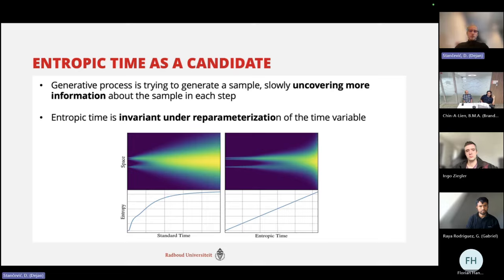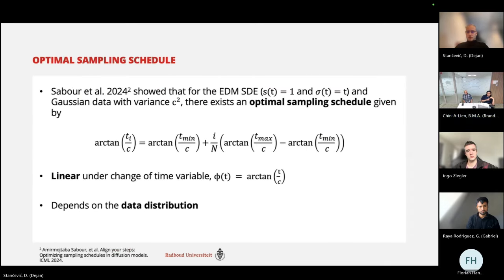Yeah, I had a question, because in the last slide you showed the optimal scheduler with the arctan. Is that in any way related to entropic time, or is the point just that the optimal scheduler for the Gaussian requires the use of the variance?